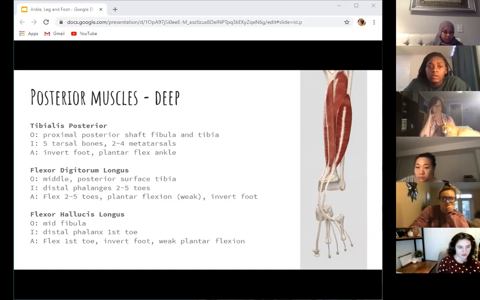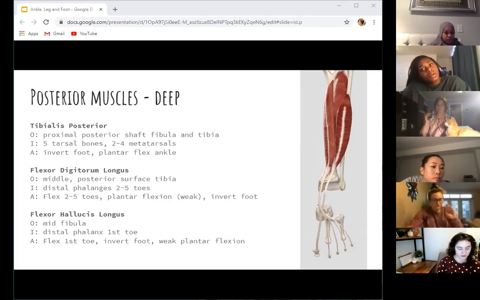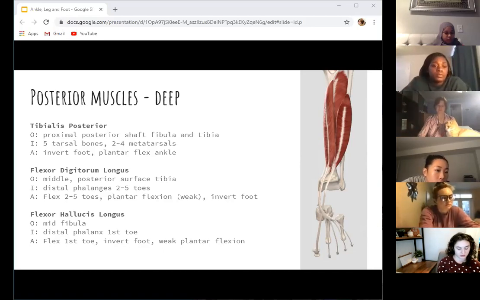And then the third of these muscles is the flexor hallucis longus. It's going to originate mid-fibula and insert on the distal phalanx of the first toe. This one is responsible for flexion of that first toe, inversion of the foot, and again, it has some mild assistance with plantar flexion, but it is a weaker movement. These weak movements are not their primary action, but if the primary muscle is damaged, it could be a secondary pathway to help that motion occur. So those are some deeper muscles.